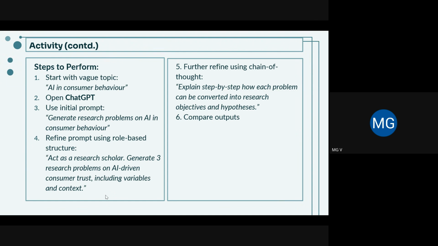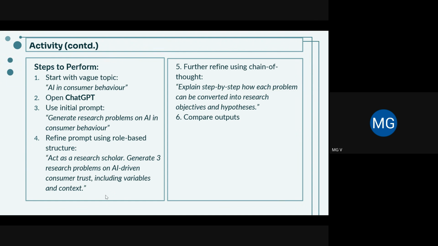So what is the prompt now? When we have refined the prompt: act as a research scholar. We are asking ChatGPT to act like a research scholar and generate 3 research problems on AI-driven consumer trust, including variables and context. So see the difference between the 2 prompts in point number 3 and 4 with the vague topic given in point number 1. Just compare.